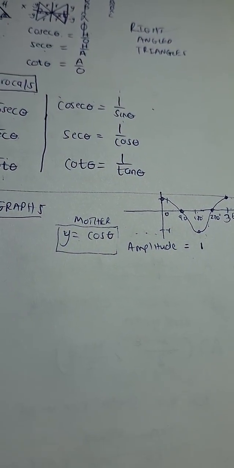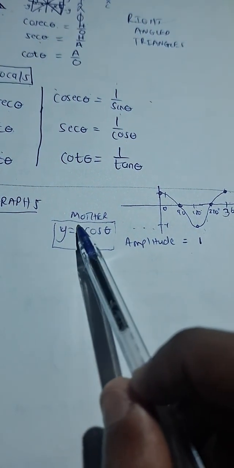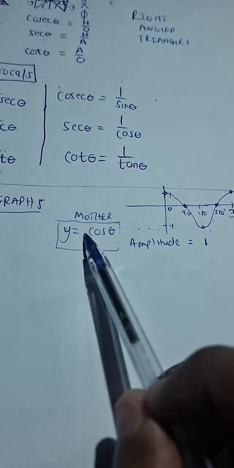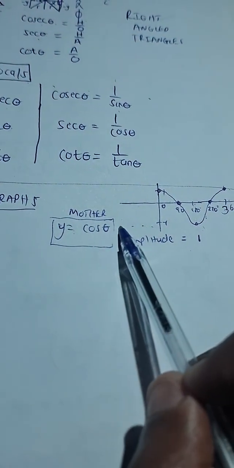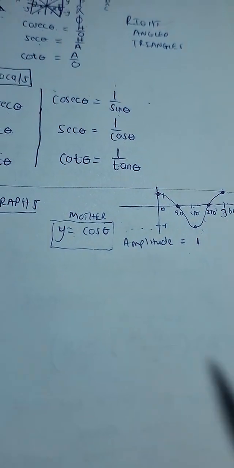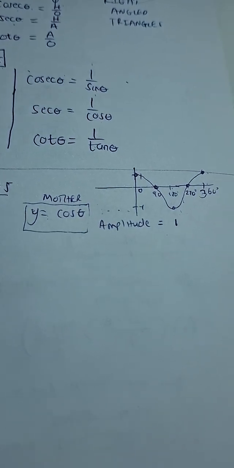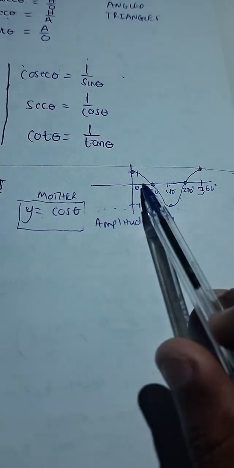The minute we start having changes, we add another number here as the coefficient, something happens to the mother graph. We then add a q value, something happens to the mother graph. We're going to look at those things shortly. So the amplitude for the mother graph is 1.